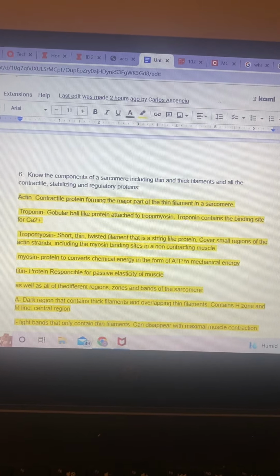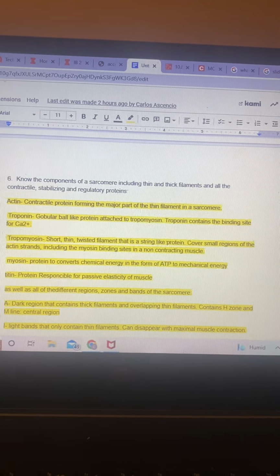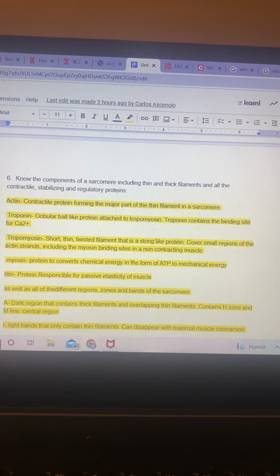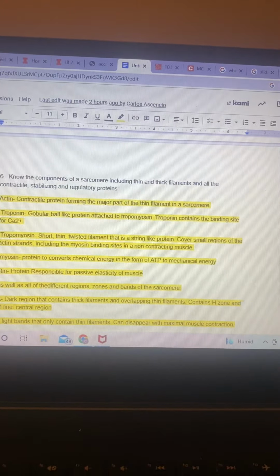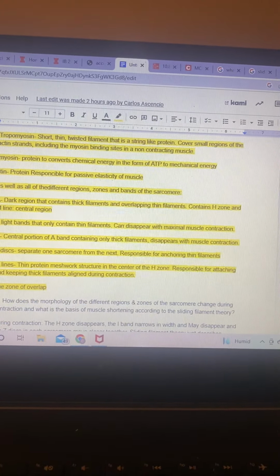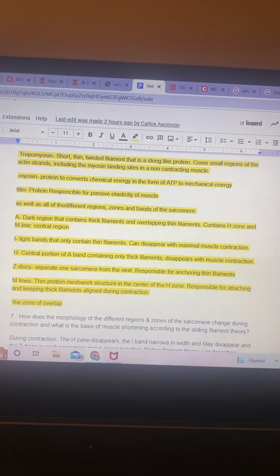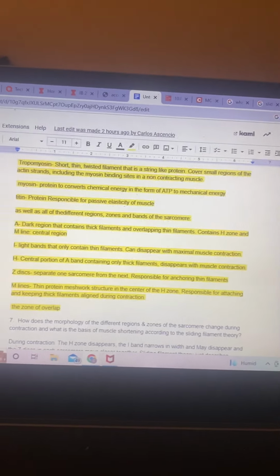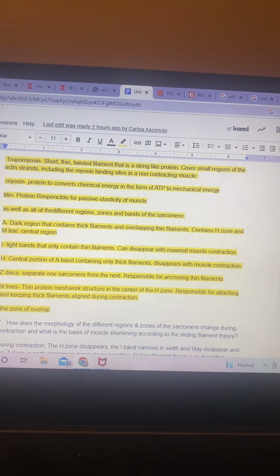What is titin? A protein responsible for passive elasticity of muscle. What is the A band? It's the dark region that contains thick filaments and overlapping thin filaments, and contains the H zone and M line. It's also the central region. What is the I band? It's the light bands that only contain thin filaments. It can disappear with maximal muscle contraction. What is H? It's the central portion of the A band containing only thick filaments. It disappears with muscle contraction.